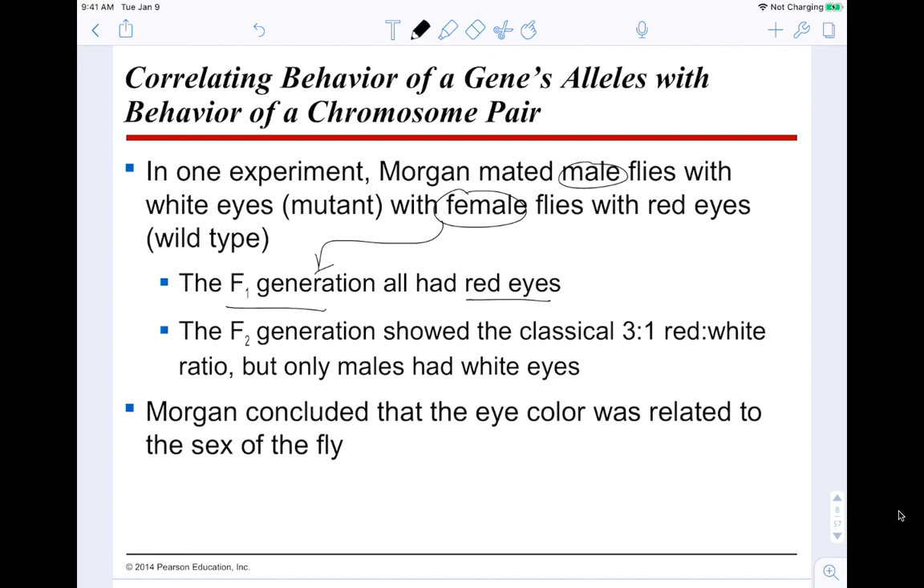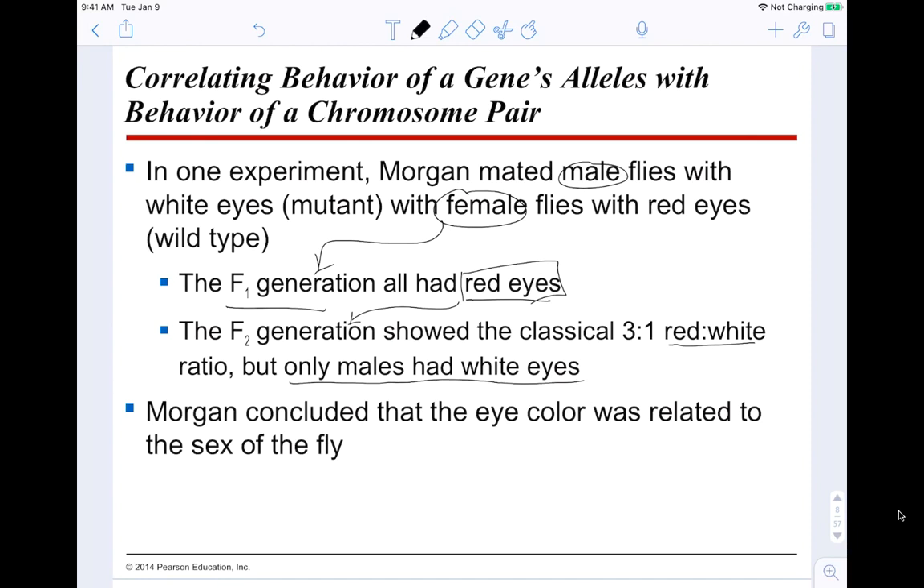The F2 generation, when we take all of these that have red eyes and mate them together, showed the classical 3-to-1 red and white phenotypic ratio. That's the word, phenotypic ratio. But only males had white eyes. Interesting. Only the males had white eyes.